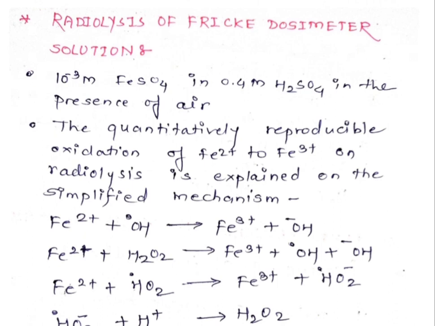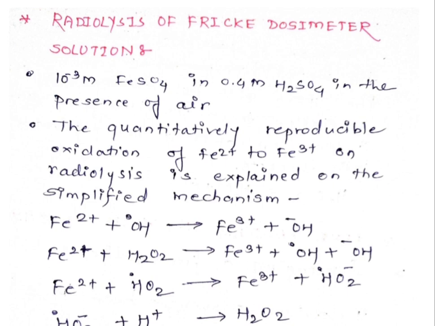Now we will see the radiolysis of the Fricke dosimeter solution. For that we have to prepare the solution. So 10 raised to minus 3 molar FeSO4 will be taken in the 0.4 molar H2SO4 solution in the presence of air. The quantitatively reproducible oxidation of the Fe2+ to Fe3+ on the radiolysis is explained on the simplified mechanism.